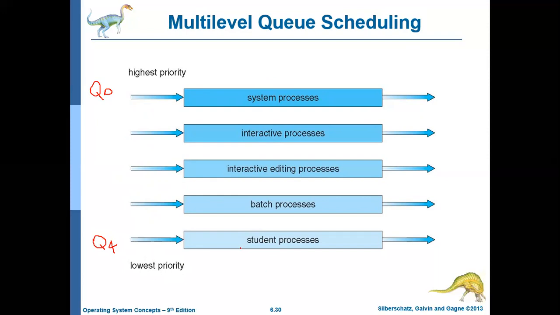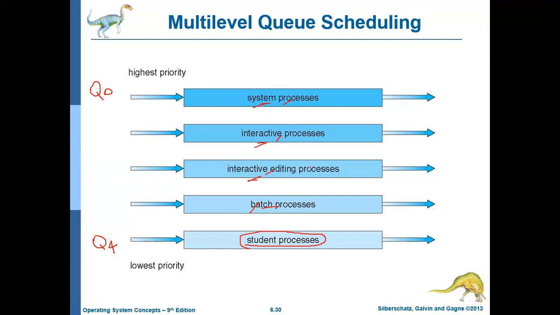What happens here? The jobs in the student process queue will execute only if there are no jobs in Q naught, which holds system processes, and Q1, Q2, and Q3. Only if there are no jobs in the queues for system process, interactive editing process, and batch process will the jobs in the student process execute. Similarly, the job in the batch process queue will execute only if there are no jobs in the system process queue, interactive process queue, or interactive editing process queue.